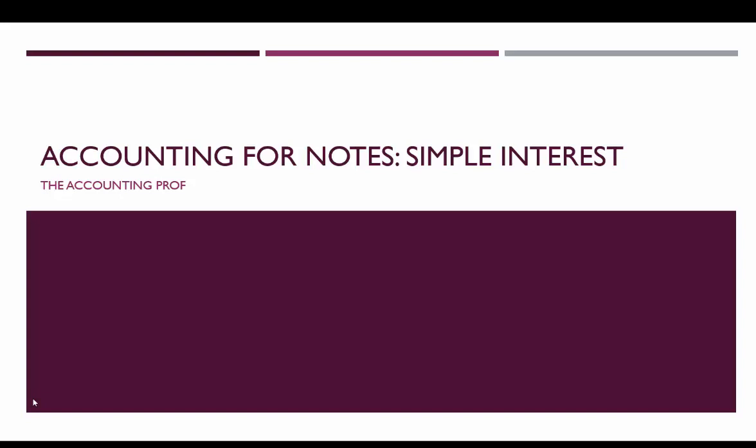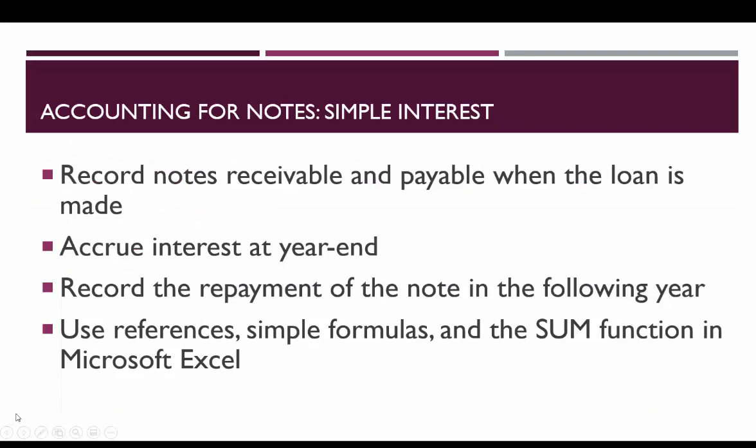Today we're going to take a look at accounting for notes in a case where there is simple interest. By the end of this video, we're going to take a look at recording notes receivable and payable when the loan is made. So when the money's first borrowed, or when the money is first loaned, depending on which party we're looking at. And then we're going to learn how to accrue interest at year end. We're going to record the repayment of the note in the following year with the interest. And then we're going to use references, simple formulas, and the sum function in Microsoft Excel at the same time.